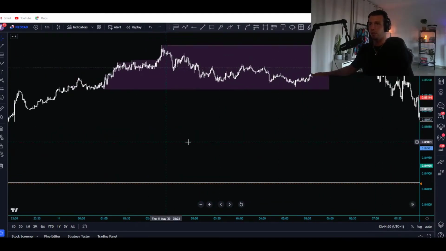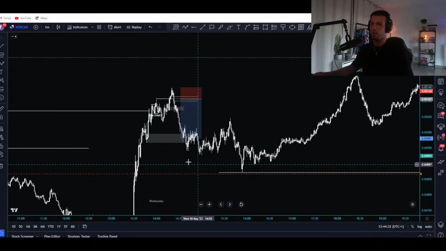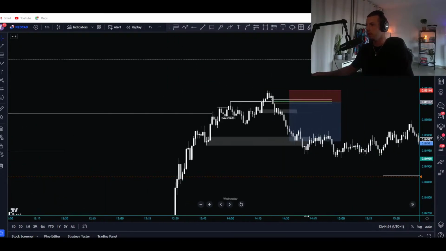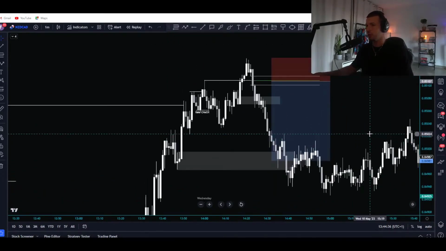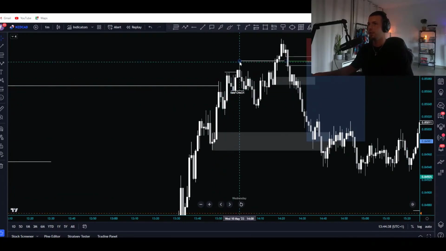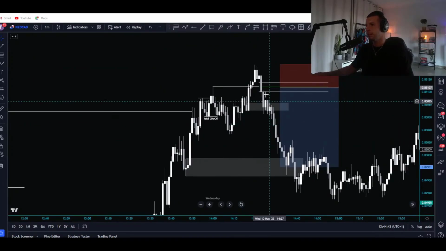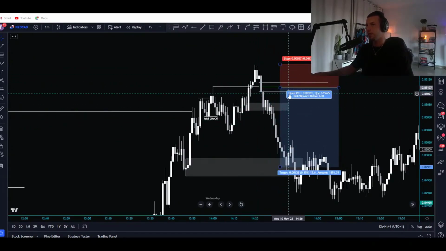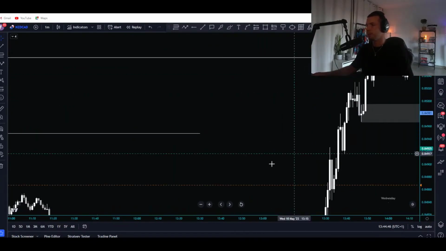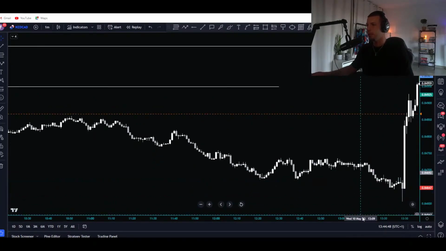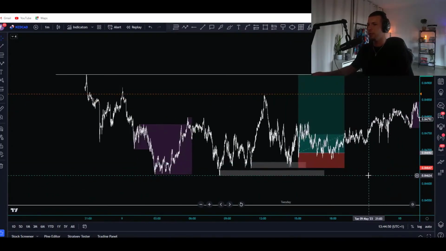A good example on NZDCAD about fake change of character. One is right here. It was marked yesterday during yesterday's live. Here we have break and break. A lot of people are entering. Price goes to the upside. And then after this change of character right here, we were looking for entries, but we never retraced. Now another good example of targeting liquidity is here.